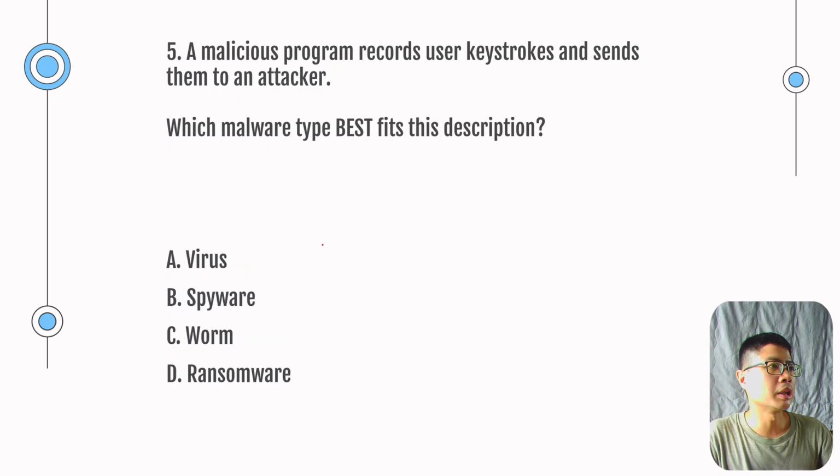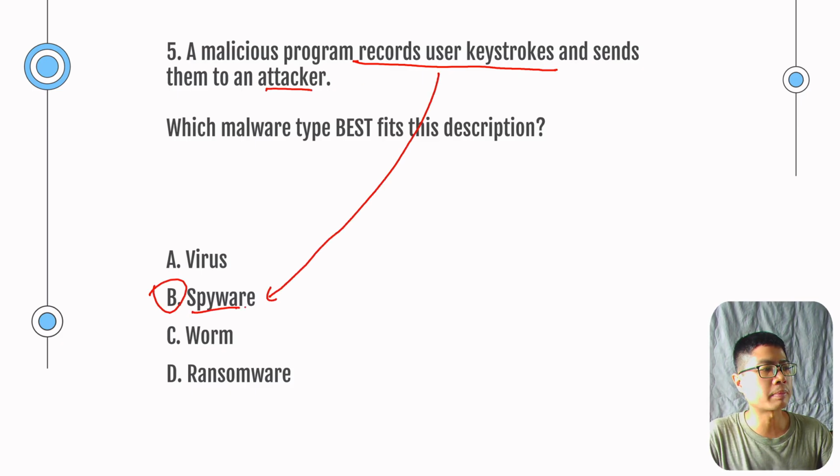Okay, question 5. A malicious program records users' keystrokes and sends them to an attacker. Okay, so the keyword here is records users' keystrokes. So everything that the user types on the keyboard is being recorded, and it's being uploaded or sent to an attacker. And this is spyware, because the spyware is spying on the employee.